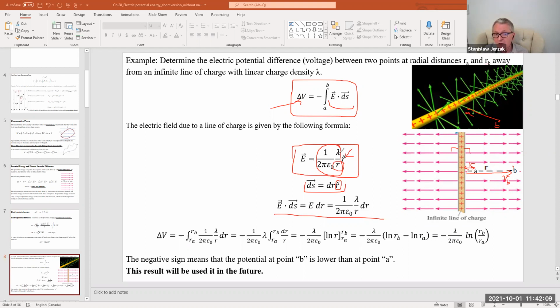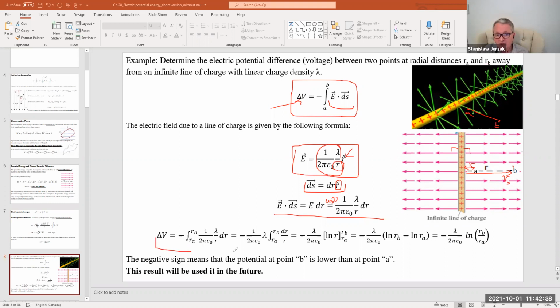So the dot product is the product of these two quantities because they are parallel, right? These two vectors are parallel. So the dot product will give me E dr cosine of 0, which I didn't write. Cosine of 0 is 1. So the dot product can be written like that: the constant 1 over 2 pi epsilon naught, lambda divided by r, dr. So this is my integrand function.